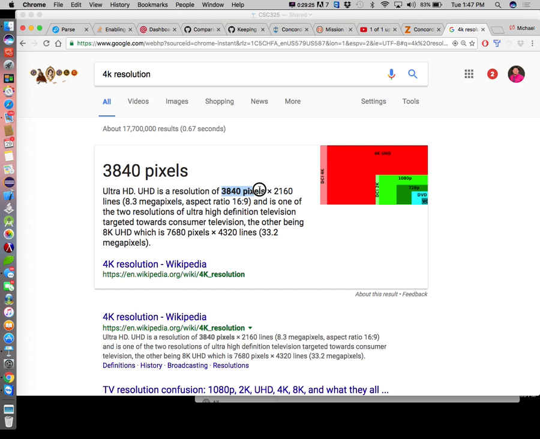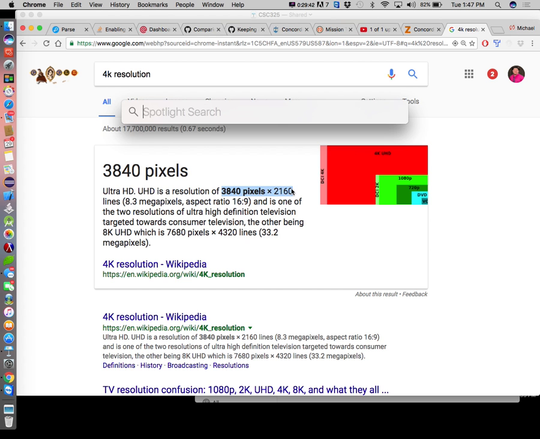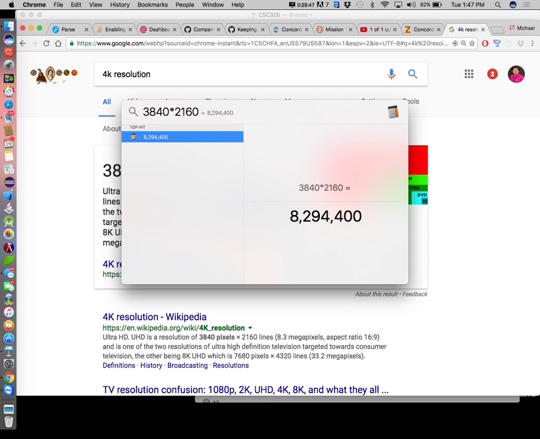So this is 4 times the number of pixels of 1920 by 1080. If you took that and multiplied by 4, it should give you this number. That's where they come up with the whole 4K thing. But this is a pretty high resolution, so we'll operate off of this. All right, so that's 3840 times 2160. So that's 8,294,400 individual pixels. Right?